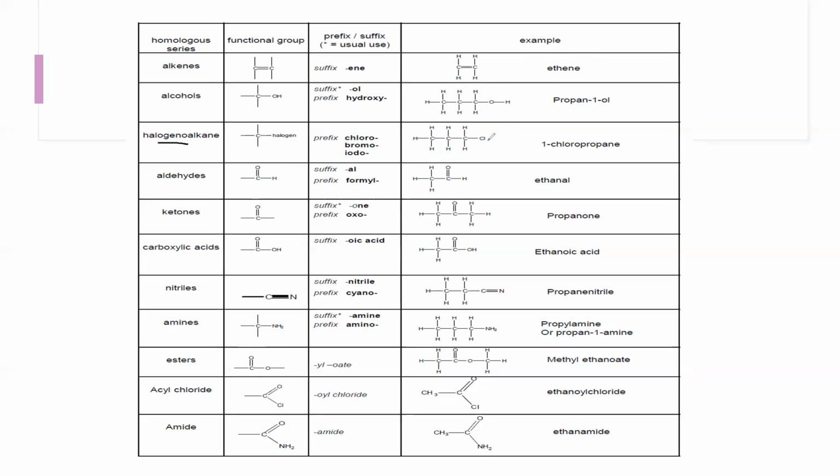Then halogen alkane, for example chlorine, bromine, or iodine. So 1, 2, and 3. If we name it as a prefix, it is used as a prefix. So at the first position we have a chlorine, so we call it 1-chloro. And 3 carbon atoms are there. Because of 3 carbon atoms, it is prop. They have a single bond, ane.